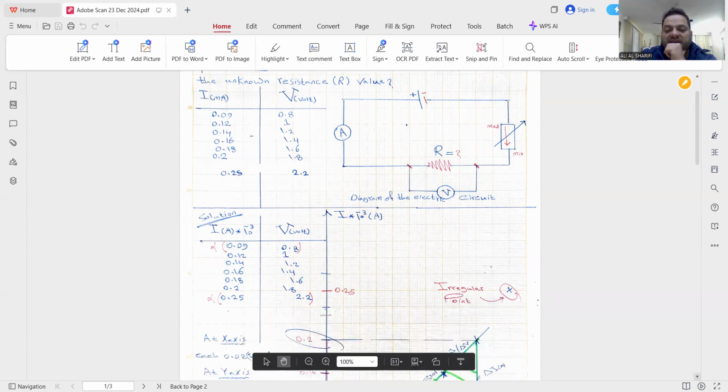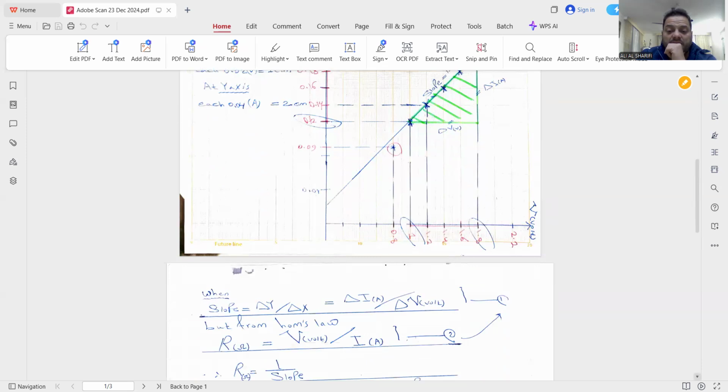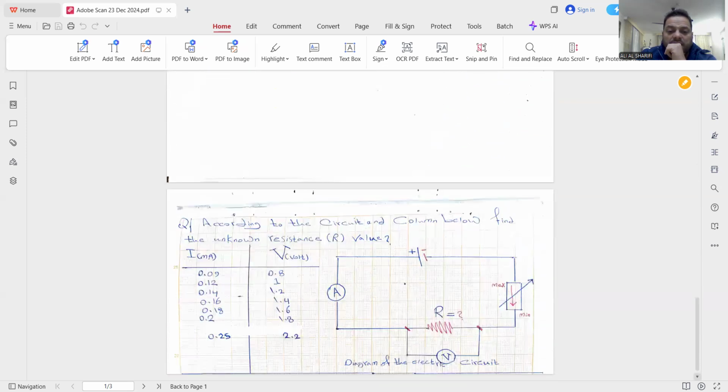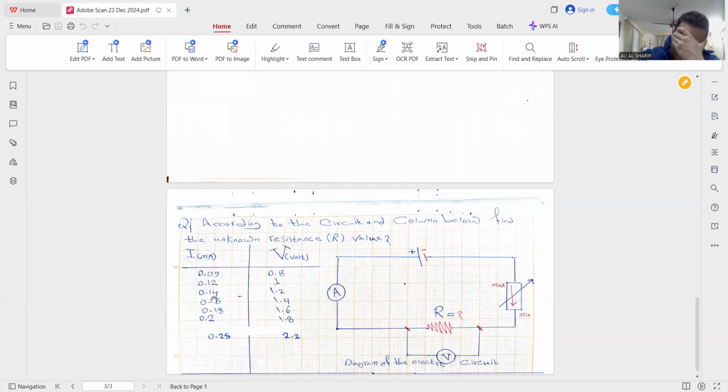Okay, let's take another homework to support your skills to plot curves better. This homework, according to the circuit below, find the unknown resistance. You have the results from the ammeter, the current in milliampere, and volts from the voltmeter connected in parallel with the unknown resistance. That's it. You will use these two columns to plot your curve.